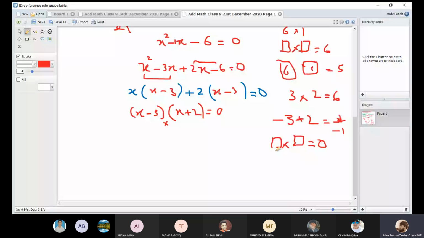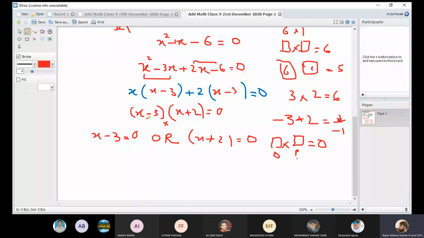Very good. One number should be 0, and whatever the other is, even if it is 1 crore, the answer will be nothing, it will come as 0. So one should be 0. I don't know which one is 0, so I will make both of them equal to 0 to find the value of x. You must write here 'or' and then x plus 2. Anyone can be 0. I don't know which it should be.